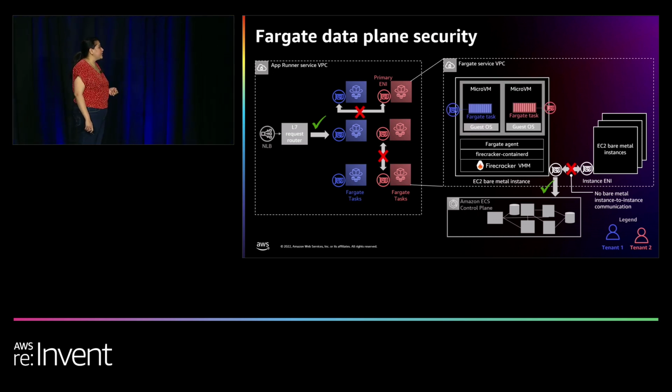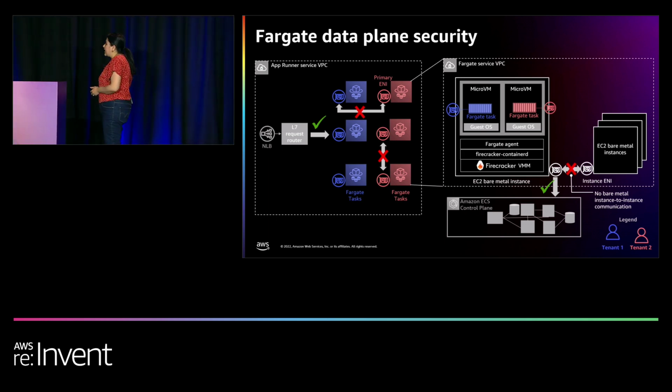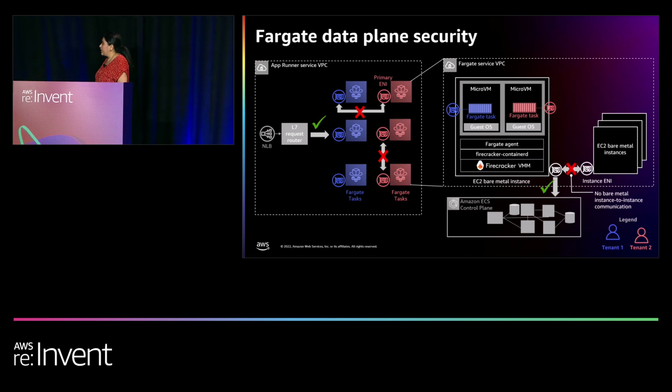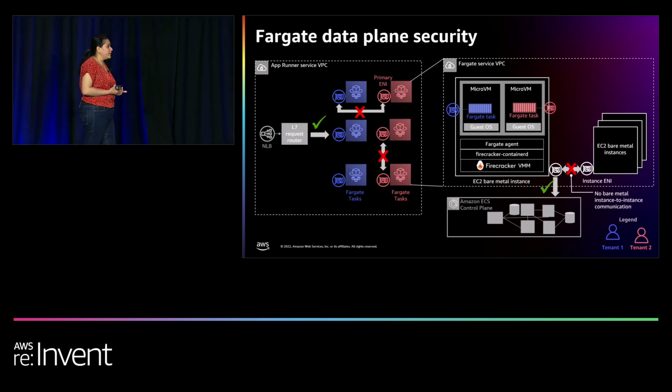Like I mentioned, one of the benefits of Firecracker is that it allows us to safely place multiple tenants on the same machine. So we do actually place tasks for multiple tenants, and these are not just App Runner workloads. These are any public Fargate workloads. We can safely co-locate them on the same bare metal instance.